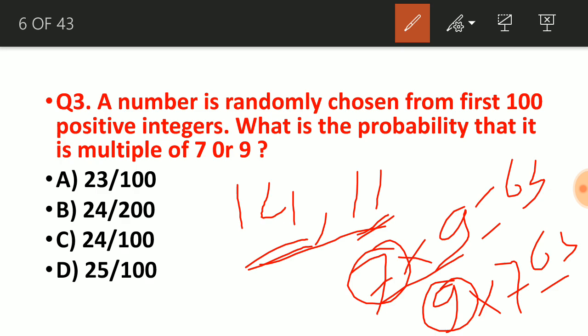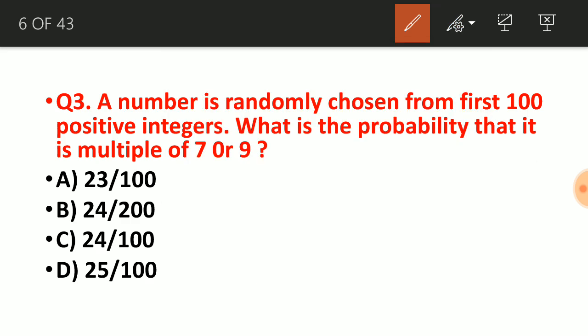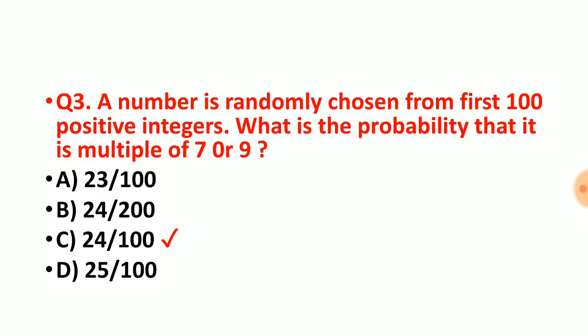Now we need to subtract 1. Because of that our total number of cases here will be 14 plus 11 minus 1, that is 24. 24 divided by 100 is in option choice C. So option choice C is the correct answer for question number 3.